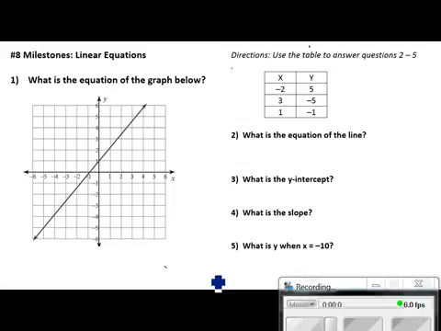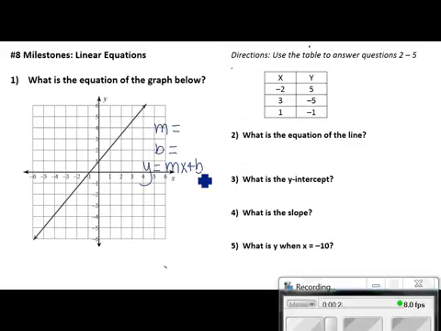Lesson 8 milestone review is linear equations. Question number 1, what is the equation of the graph below? So the first thing we need to identify is that we need the m and the b because we're going to use y equals mx plus b for our equation.